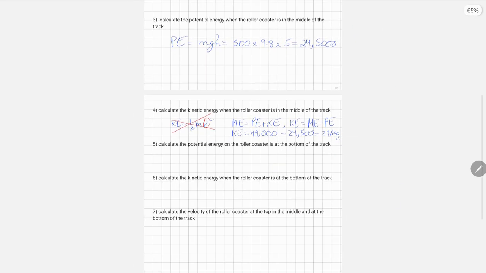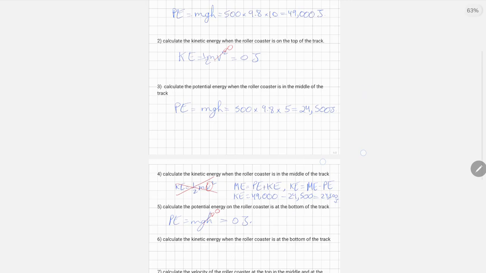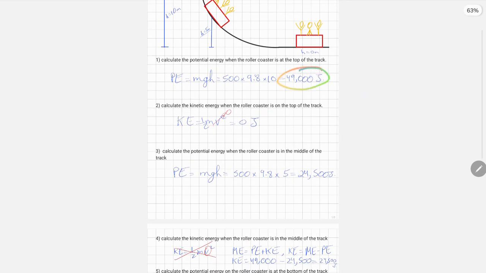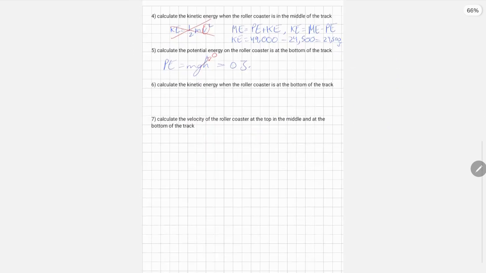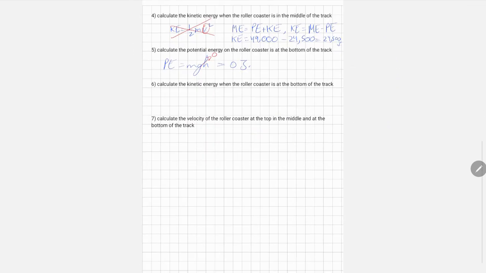Given that the height is 0, that means when we apply the formula PE equals mgh, the height is going to be 0. So the entire equation goes to 0 joules. And this makes, again, perfect sense because all of the potential energy that we had before at the top of the roller coaster has now turned into pure kinetic energy. So of course we're going to have a potential energy of 0.